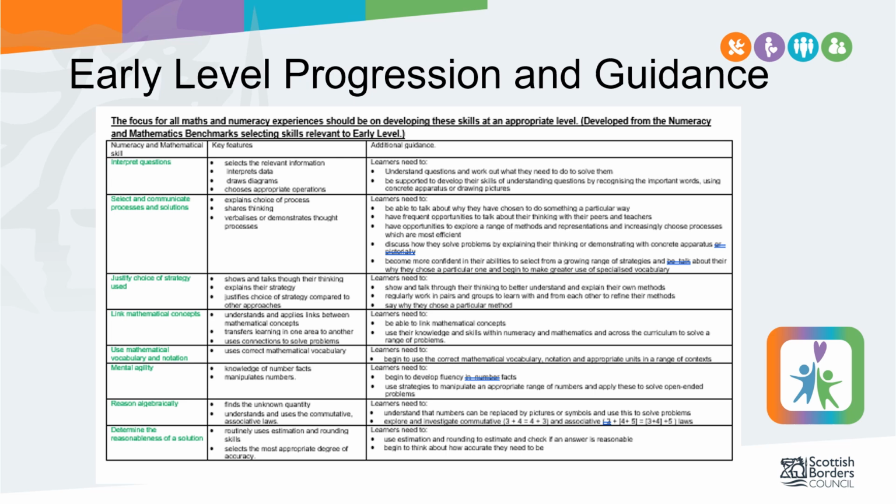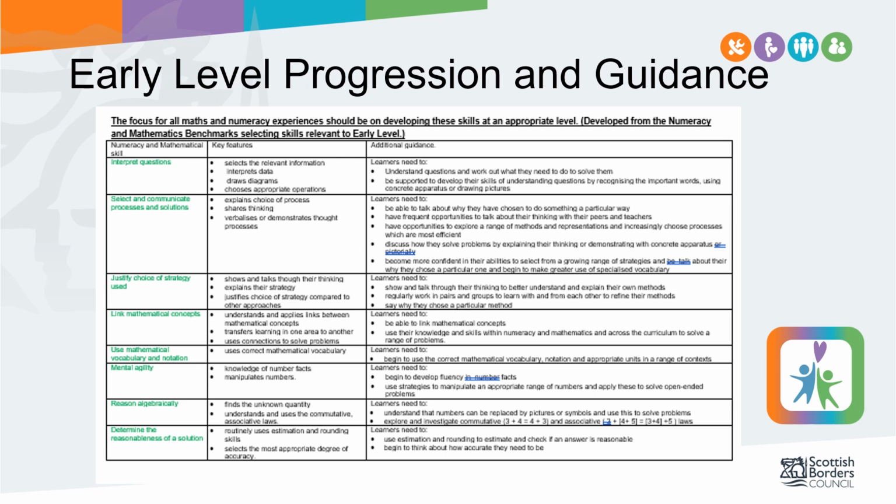They need to be able to select and communicate processes and solutions. Learners need to have numerous opportunities to explore a range of strategies and opportunities to talk about their thinking. They need to be able to justify their choice of strategy used. Once learners have been able to explore different strategies, they then need to be able to talk about why they have chosen that particular strategy and why it fits that particular piece of learning.